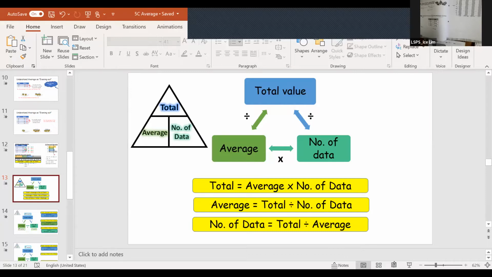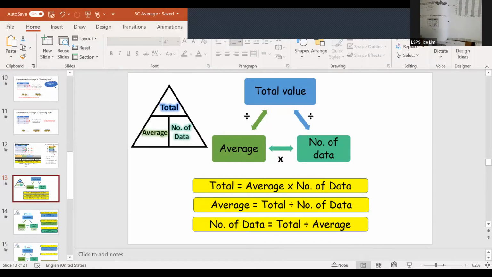Okay, so likewise, I'm going to share with you this triangle, called the relationship triangle. Right on top is total. It's a useful formula for many subjects, maths, science. Total is the top. Then we have the average and the number of data. This is a multiplication relationship. So average times number of data gives you the total. If you want to find average, you use total divided by number of data.